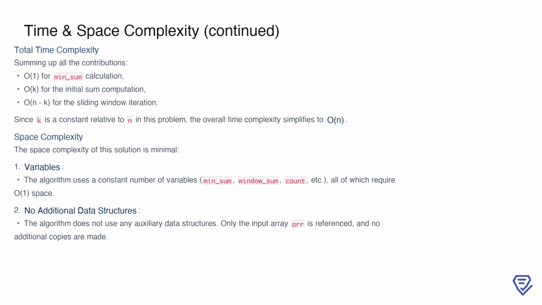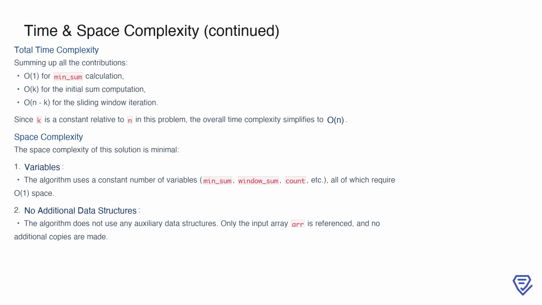Adding up all contributions to the total time complexity, we have O(1) for calculating min_sum, O(k) for the initial sum computation, and O(n-k) for the sliding window iteration. Since k is fixed relative to n in this problem, it doesn't grow with the size of the input array. As a result, the dominant term is O(k + n-k), which simplifies to O(n) when considering big O notation.